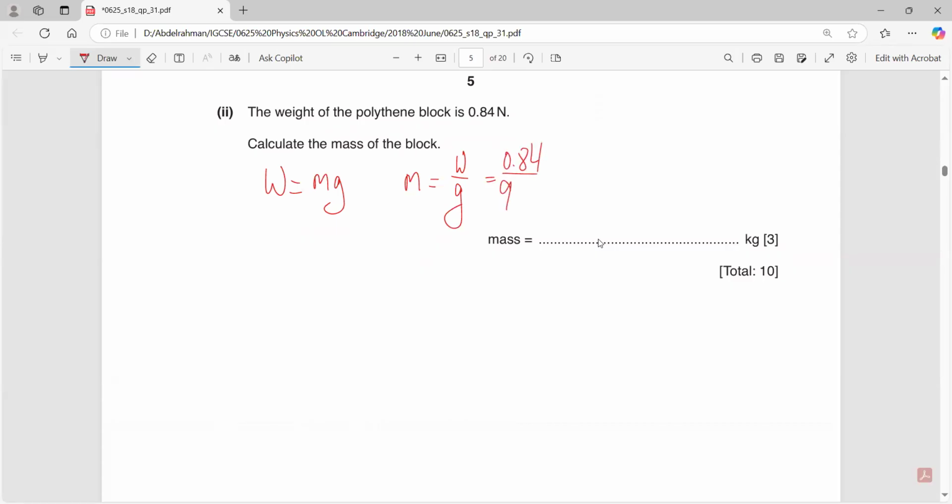0.84 divided by 9.8. In this case, you will not multiply. The mass is always less than the weight. Just think about it. So 0.84 divided by 9.8 is 0.086 kilograms. Very straightforward.